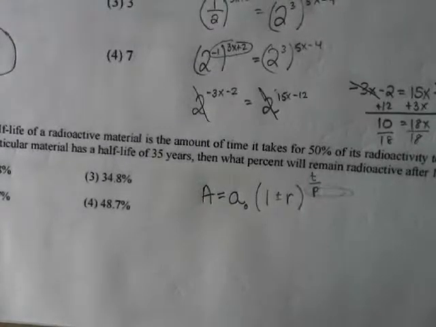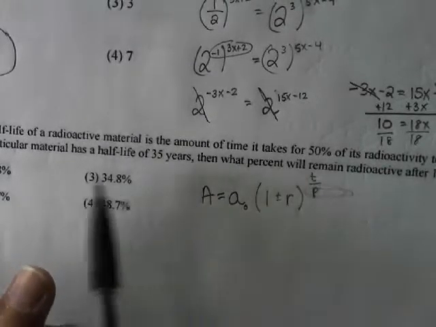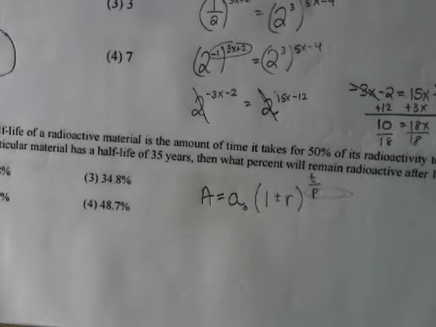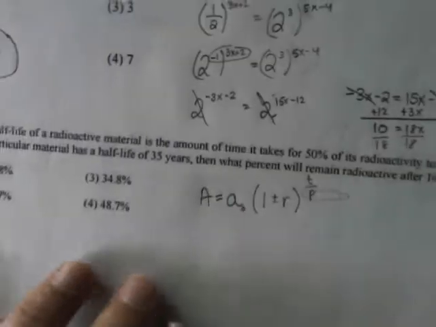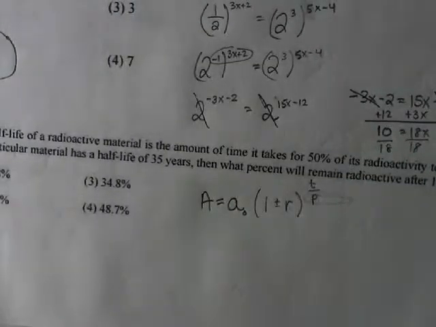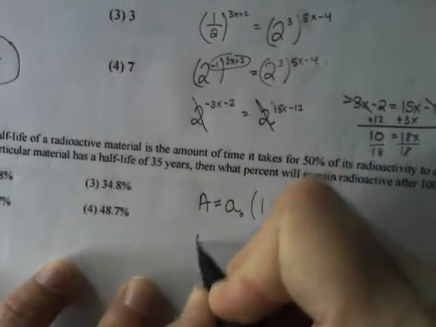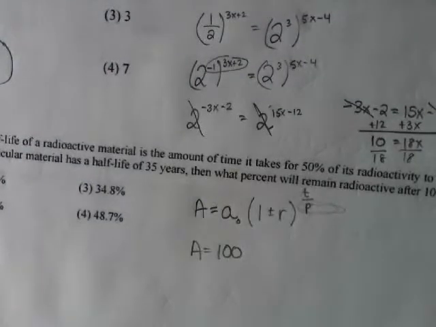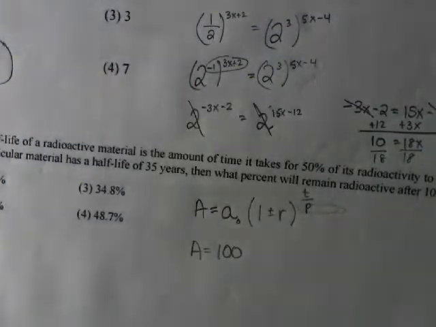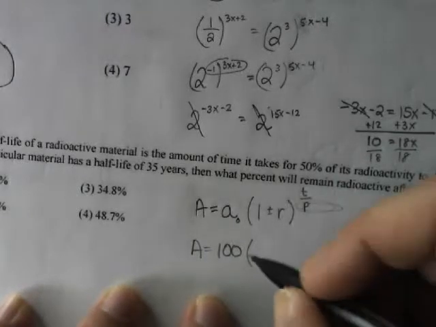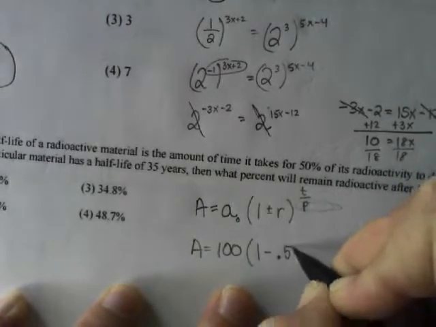So in this particular case, they're not giving us an initial amount or a final amount. So anytime that's the case, I typically just use like an initial amount of 100, okay? Because it'll be easy to answer their question based off of 100. 100 works nicely with percents. So we'll pretend our initial amount is 100. Because anytime it's half-life, you're losing 50%. So it would be 1 minus 0.5.